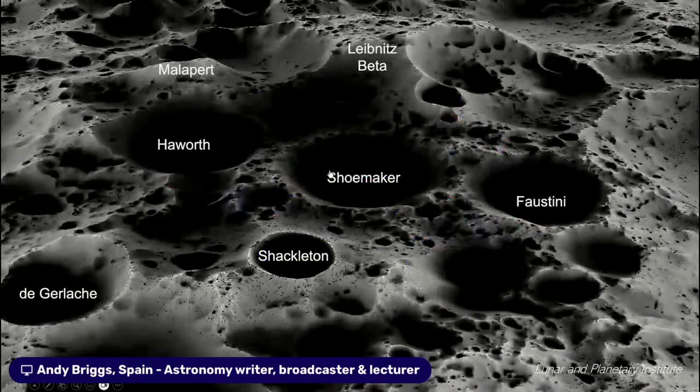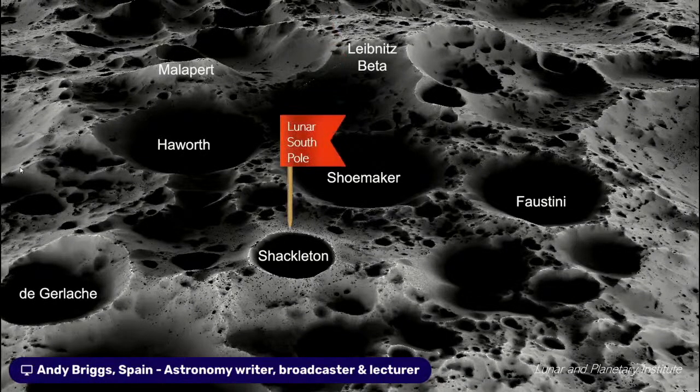Now, the actual lunar South Pole is in a very non-obvious position. This is looking at the area of the lunar South Pole, and the pole is exactly here on the rim of a crater called Shackleton, named after Ernest Shackleton, of course, the famous British explorer. Literally on the rim of the crater. The Shackleton crater is 21 kilometers wide by 4.7 kilometers deep.